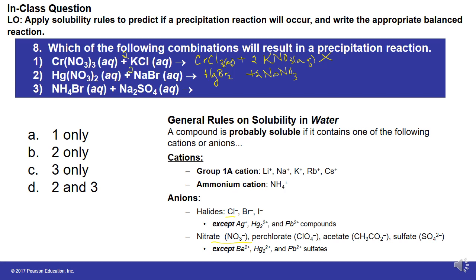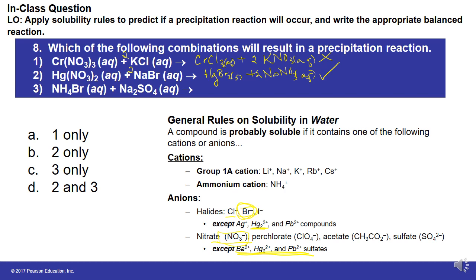Well, we know that halides are soluble except when bound to mercury, silver, and lead. So this guy is going to be solid, and our sodium nitrate is going to be aqueous because all nitrates are soluble except when they're bound with these cations. All right, so there's a precipitation reaction there. And let's do the last one.